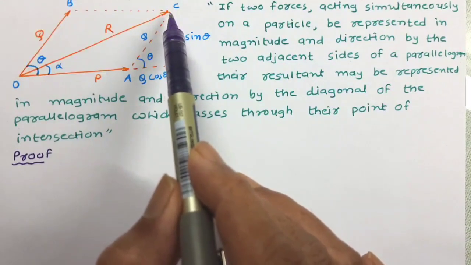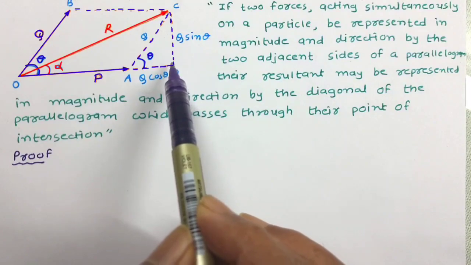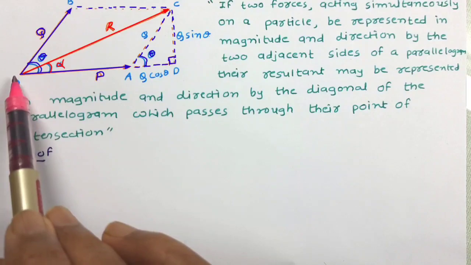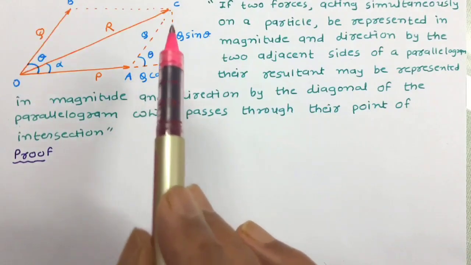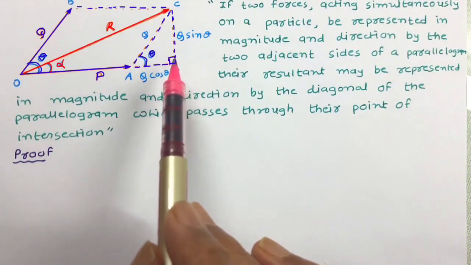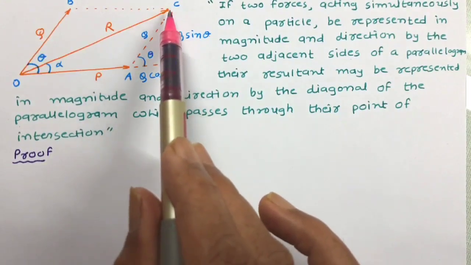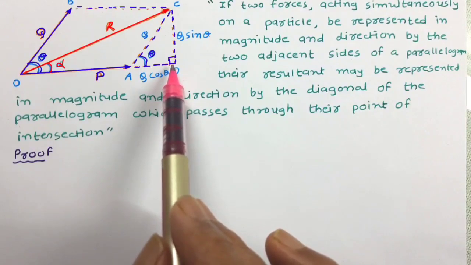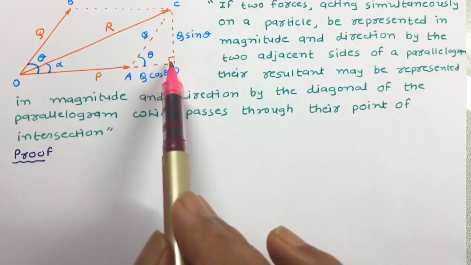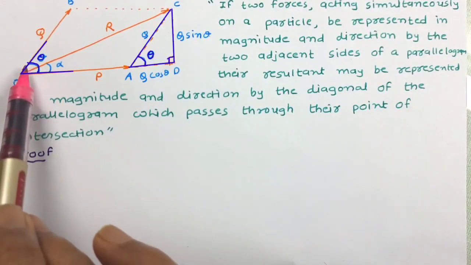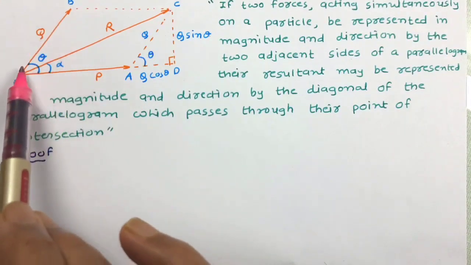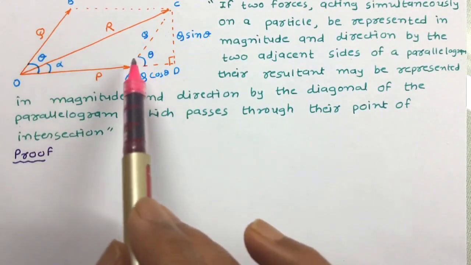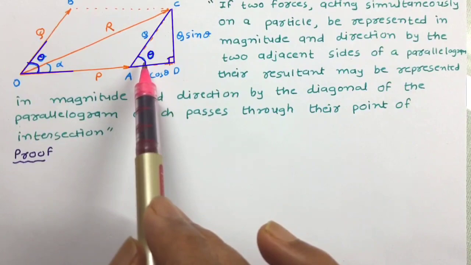From point C, the foot of perpendicular is drawn on this line. So this side OA is extended and the foot of perpendicular is drawn from the point C, which meets the base at point D. Now we know this is a right angle triangle, and here the angle between P and Q is theta. So the angle between the extension of this line and this side will be theta.